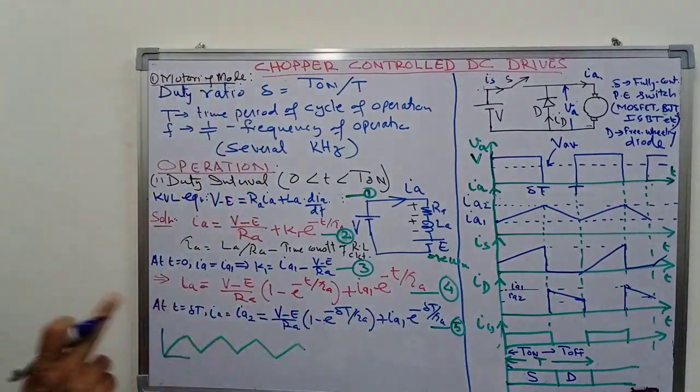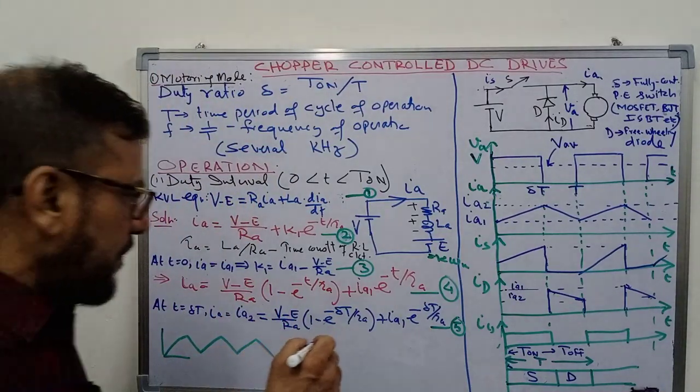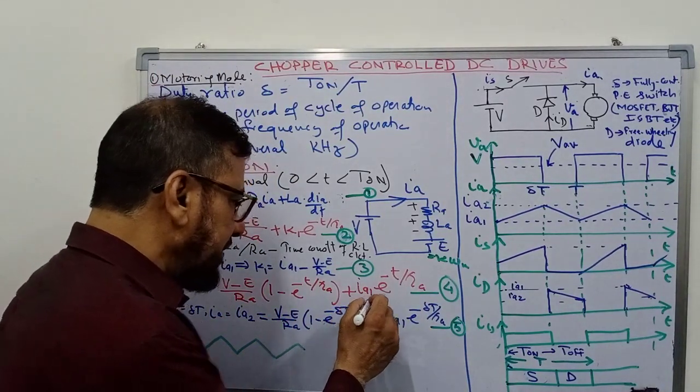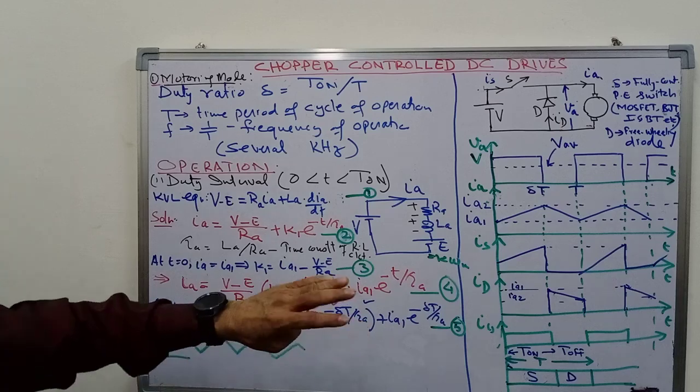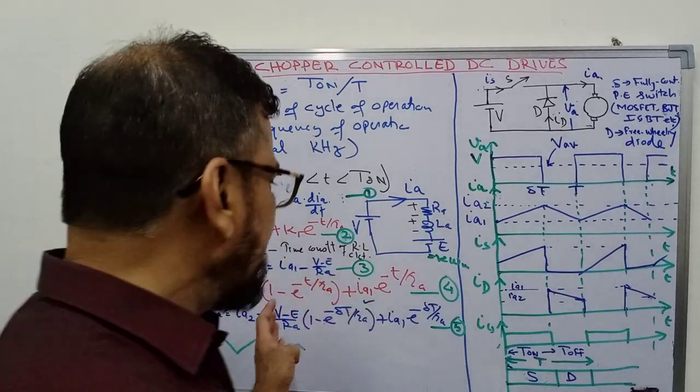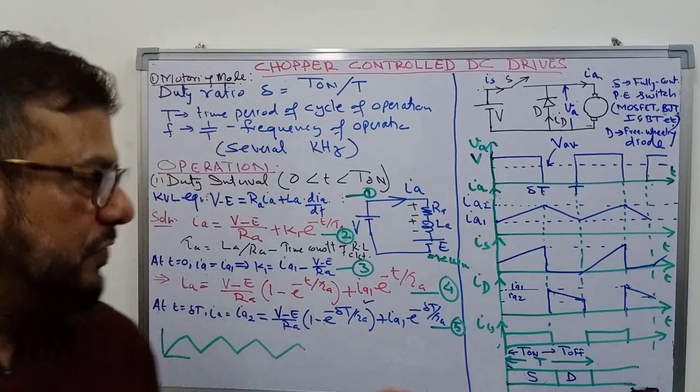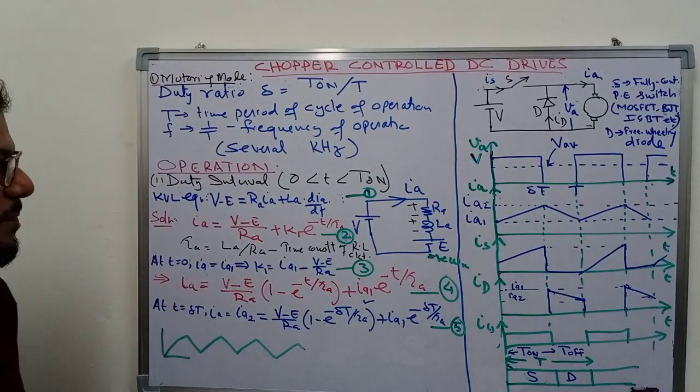But here one thing is not known. What is the value of IA1? This IA1 is still not known to you. What is the value of this IA1? That we have to find out. Then only you can write the complete equation of the armature current.